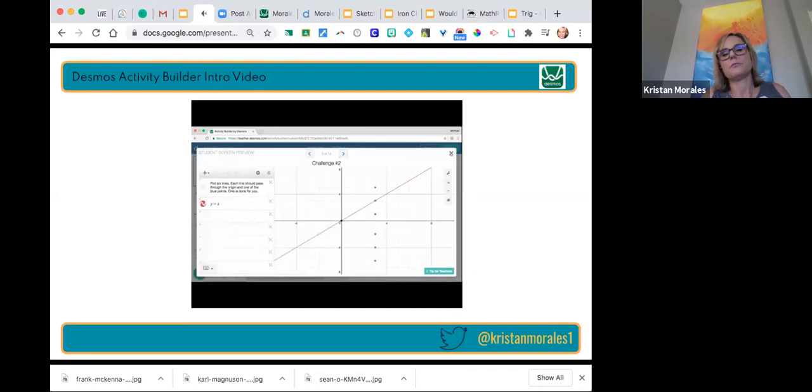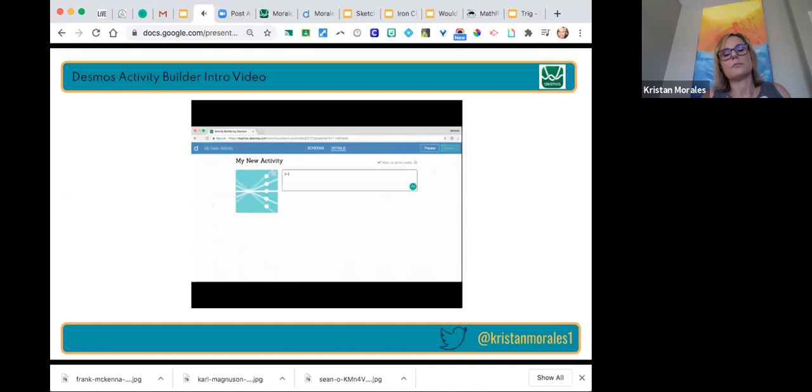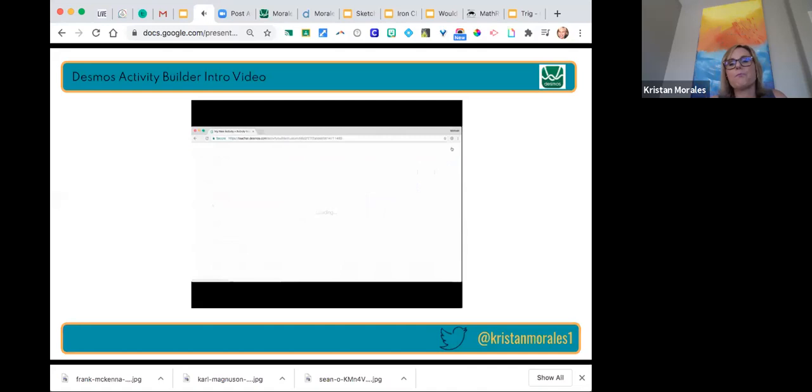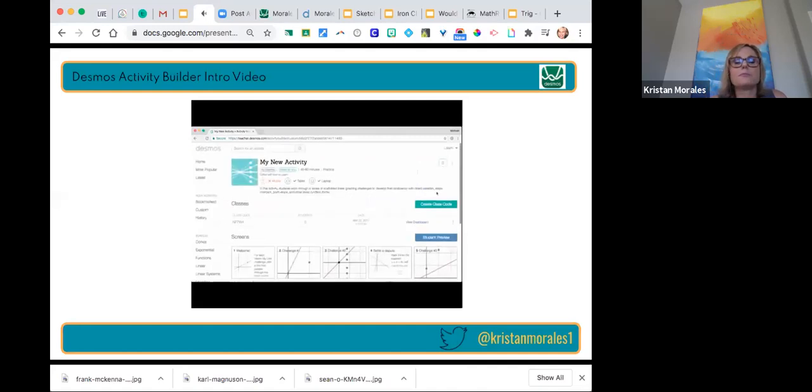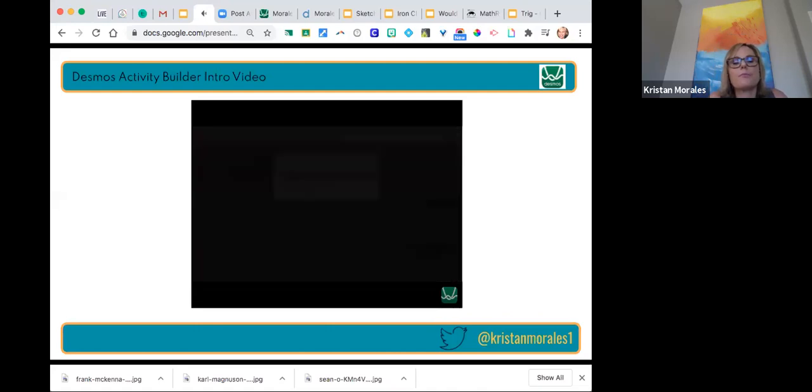Once you're happy with your activity results, select the Details tab, enter a description, and then click Done. Now you're ready to launch the activity by creating a class code to share with your students. Or, to share the activity with colleagues, select Share Activity from the three dots menu here at the top right.